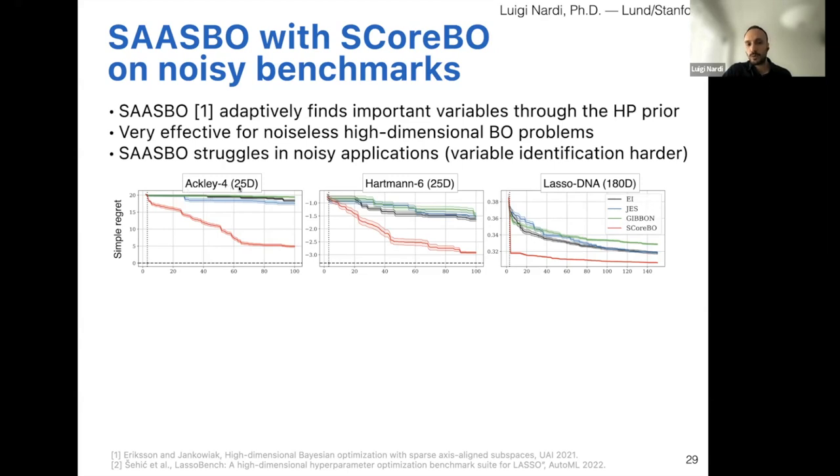Here we are showing Ackley-4, which is augmented with 21 dummy variables, the same for Rosenbrock, which is augmented with about 19 dummy variables. And then we are showing this real-world benchmark, Lasso DNA, which is a benchmark that my postdoc Kenan Sehic introduced at the AutoML conference last year. This is a high-dimensional benchmark that is becoming pretty well adopted on a real-world application for an AutoML weighted Lasso setting. It's really remarkable how SCoreBO can help by finding the right hyperparameters for SASBO, making SASBO thrive very quickly and have this huge jump in performance as soon as you get out of the initial warm-up phase.